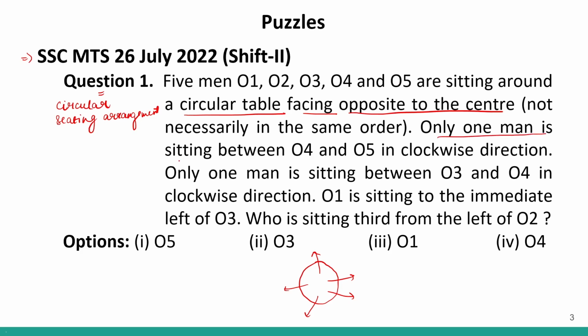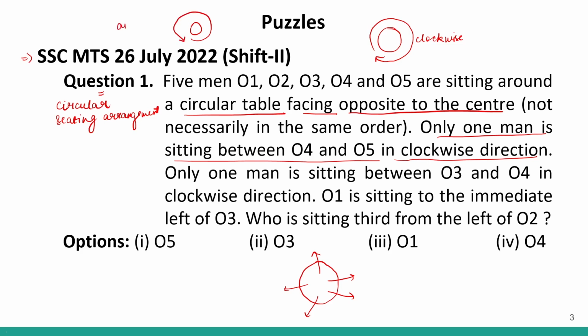Only one man is sitting between O4 and O5 in clockwise direction. So what is your clockwise direction? If you see a clock, the hands of a clock move in this direction. This is your clockwise direction. Similarly, if the hands move in the opposite direction, it is called the anti-clockwise direction.